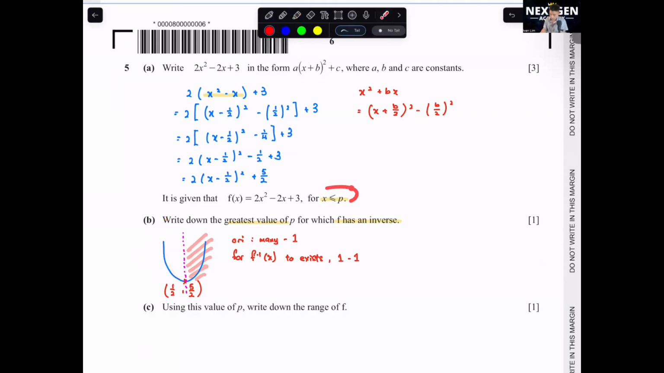And what is the x value? You take the minimum point x. So the domain right now is x less than or equals to 1 over 2. Okay, so p is equals to 1 over 2.